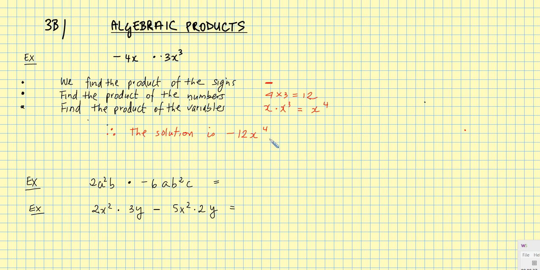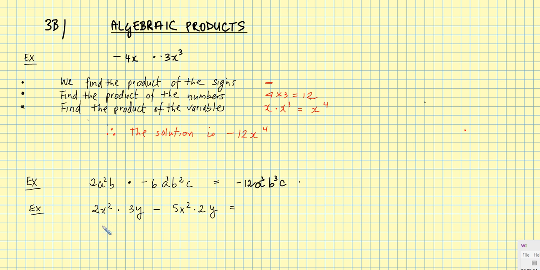Let's do a couple of examples here. 2 times negative 6 will definitely give me negative 12. Now, a squared times a is like saying a to the power of 1, so a squared times a to the 1 gives us a cubed. And then b times b squared is, again, b cubed. And then, since there's only one value of c, my answer goes to c. So it's negative 12a cubed b cubed c.